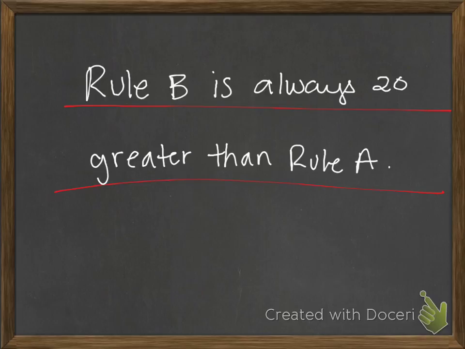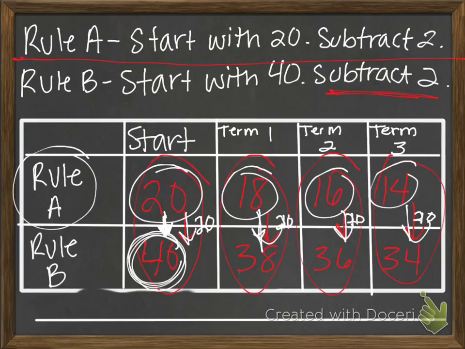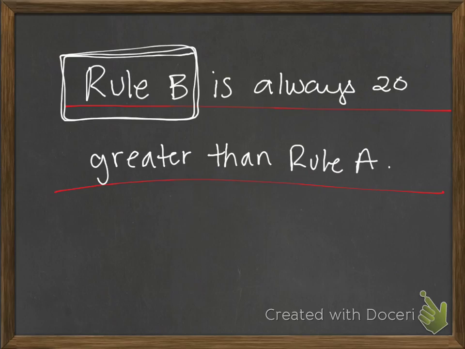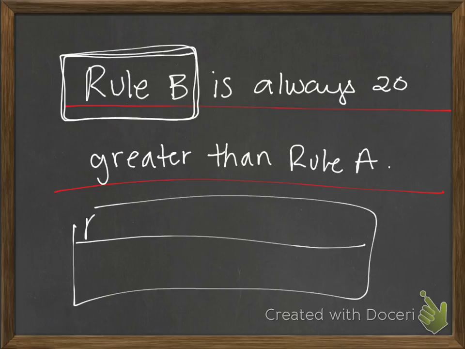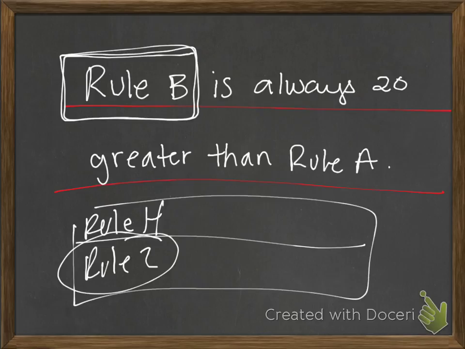And when you write this, I always want you to write about the second rule that you use. So we used rule A and rule B. When you have to compare the relationship between the corresponding terms, I always want you to start with rule B. So if you had a chart and you had rule H and you had rule Z, I always want you to tell me about rule Z. Rule Z is always 80 bigger or 80 greater than rule H. Rule Z is always 20 less than rule H, things like that.